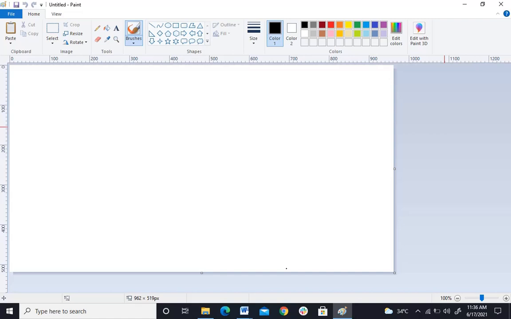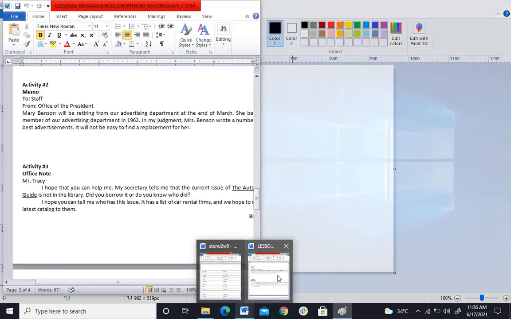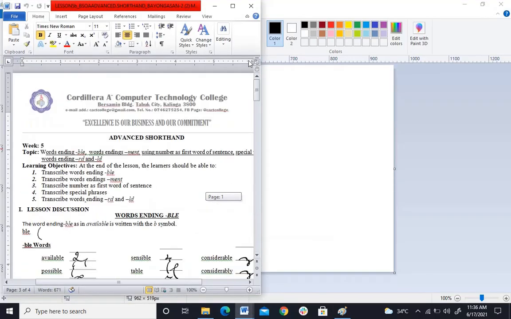In this video, I'm going to show you how we do the strokes in lesson 5, or week 5. Those are the words ending in ball, for example able, available, possible. Next, words ending in ment. Then using numbers as the first word of a sentence, our special phrases, and then words ending in RD and LD. So this is quite a lot. Let's move on.